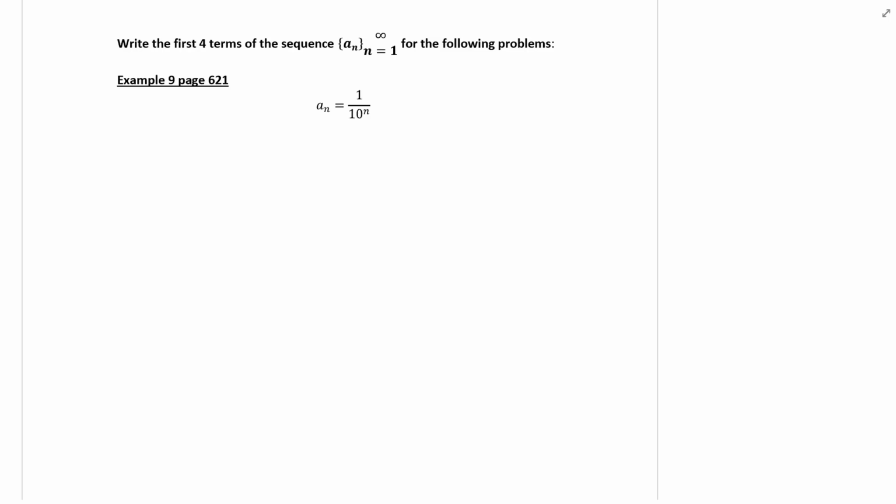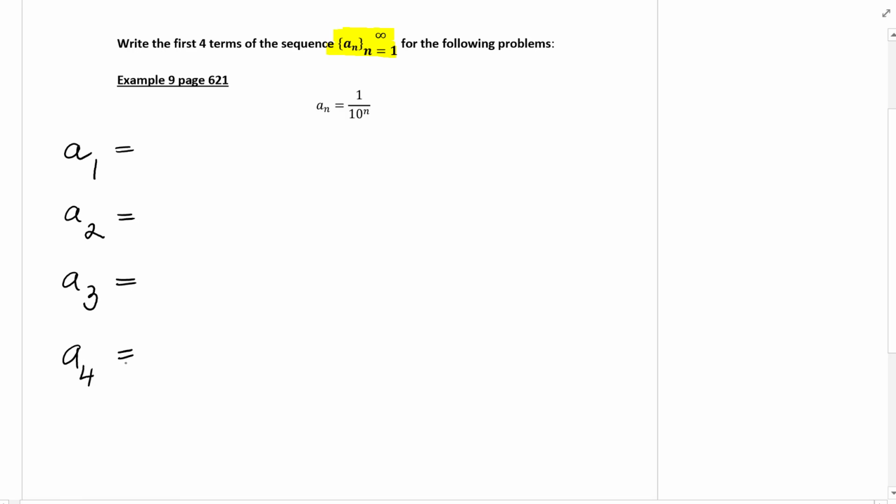Let's solve a few problems involving sequences. The first problem is: write the first four terms of the sequence a sub n, where n goes from 1 to infinity. This is how we read this. For the following problem, a sub n equals 1 over 10 to the n. So n goes from 1 to infinity, but n is natural numbers, so we don't have n equal to 1.5. We have a sub 1, the first term, a sub 2, a sub 3, a sub 4. This is how many we need to find.